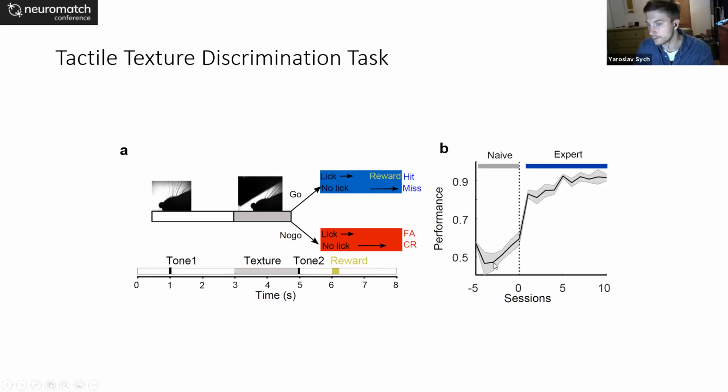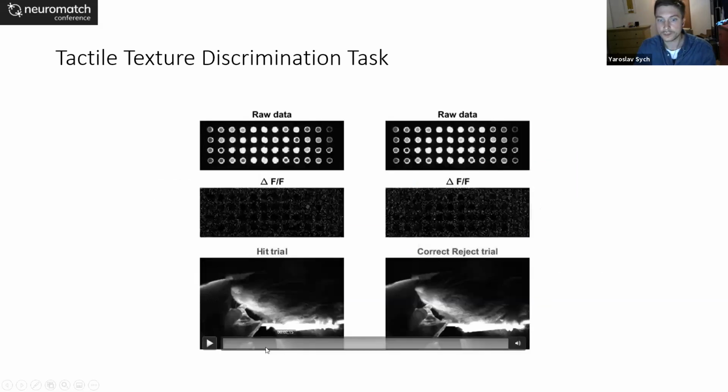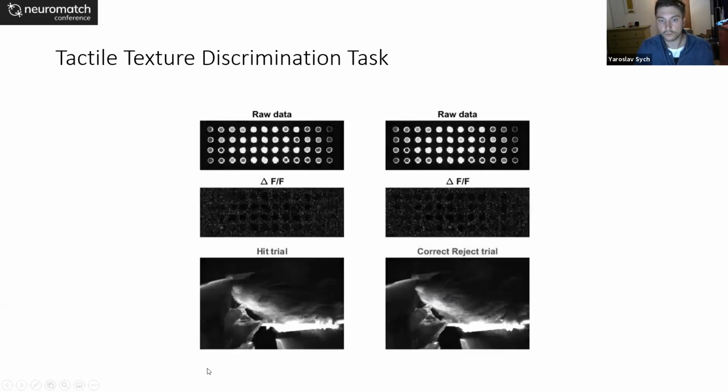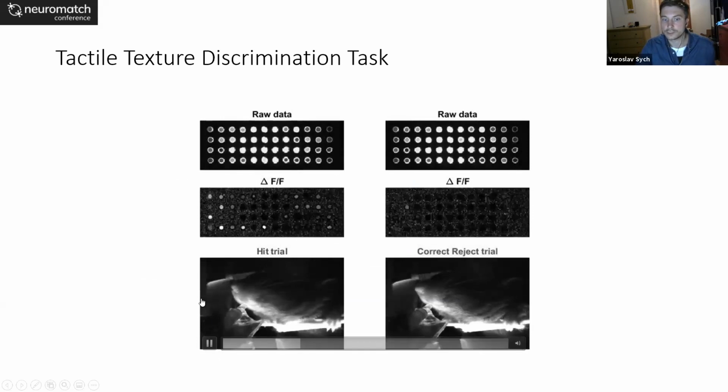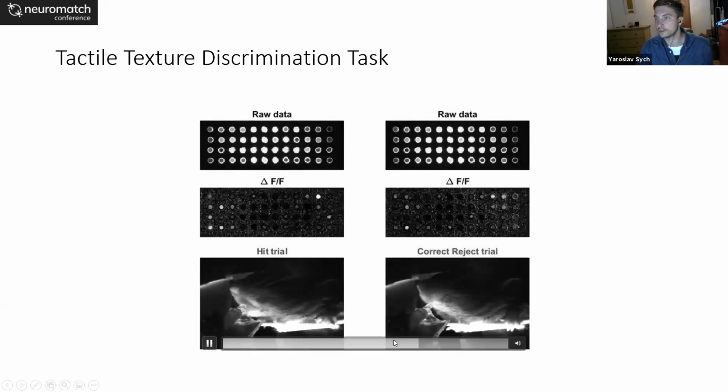Mice can learn this task very fast. Within a week, they become experts, at a criterion of 70% correct trials for us. So here is a video example of an expert mouse. You see the texture approach, and then for a hit trial, the mouse is licking and retrieving a reward, and for a correct rejection trial, it omits any action.